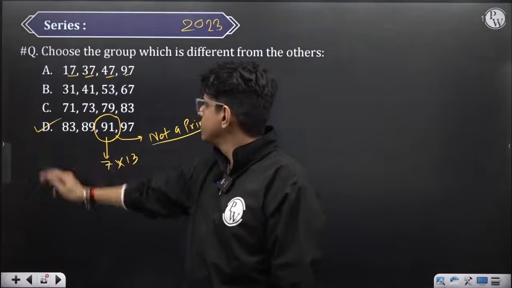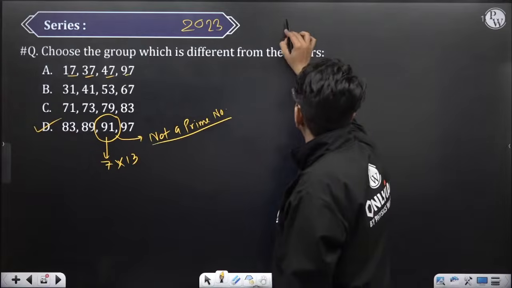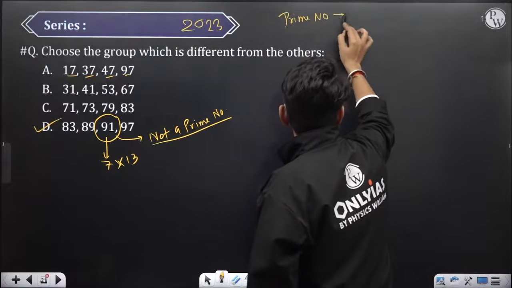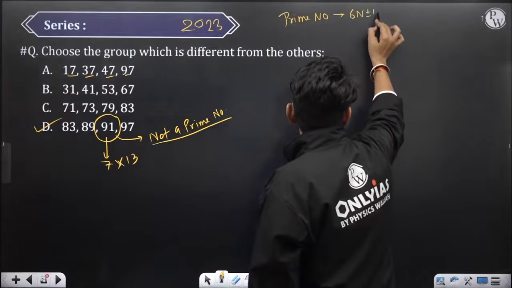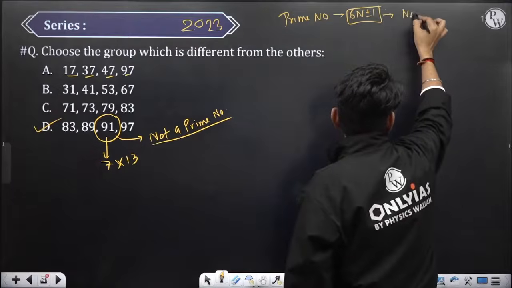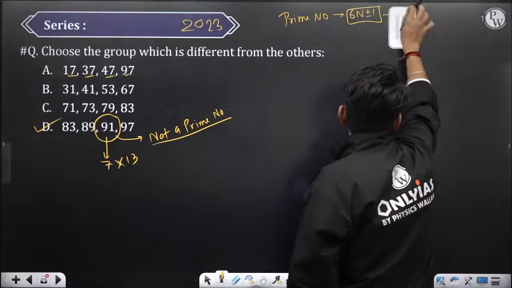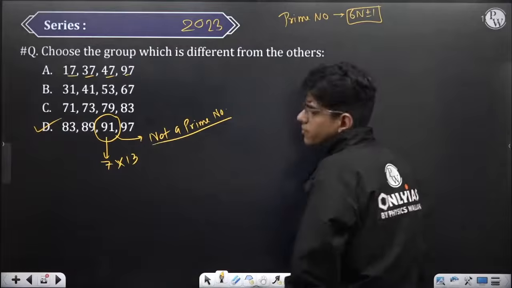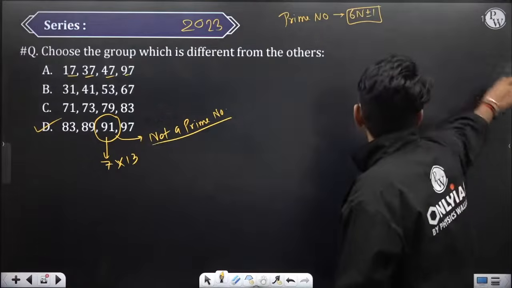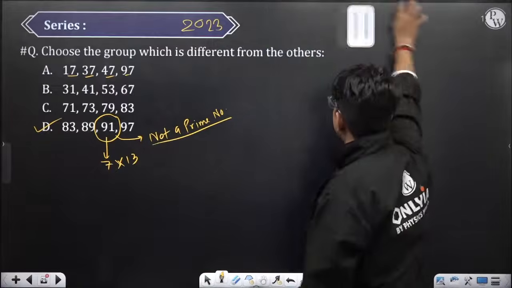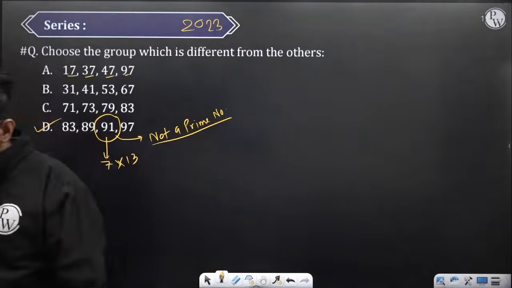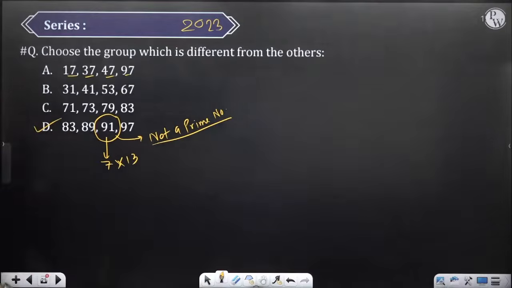All the prime numbers are 6n plus minus 1 numbers. This is a necessary but not sufficient condition. Okay, we will discuss this in the number system chapter. Now let's move to the next question.